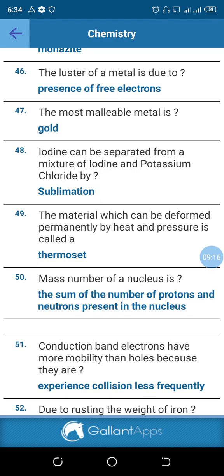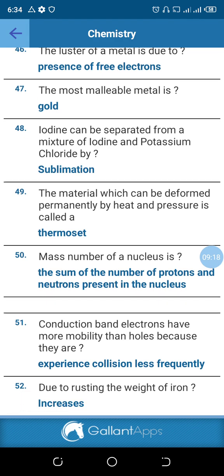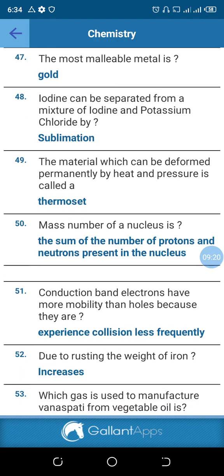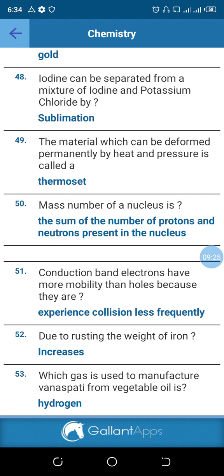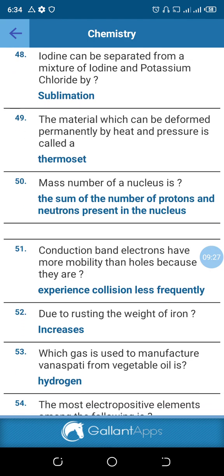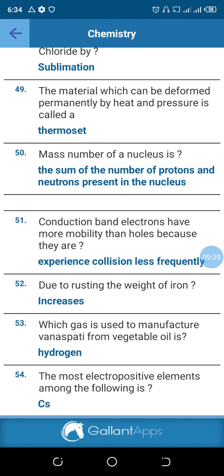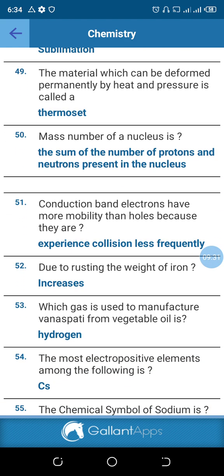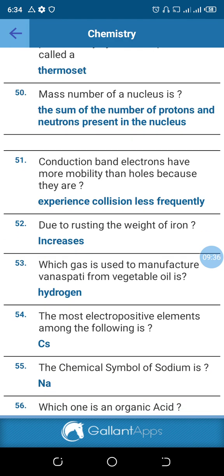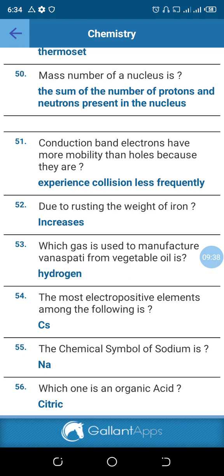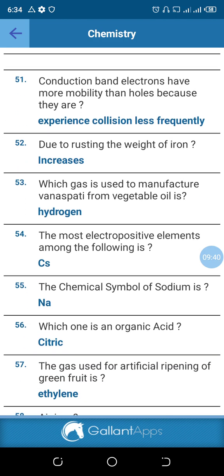The luster of a metal is due to presence of free electrons. The most malleable metal is gold. Iodine can be separated from a mixture of iodine and potassium chloride by sublimation. The material which can be deformed permanently by heat and pressure is called a thermoset. Mass number of a nucleus is the sum of the number of protons and neutrons present in the nucleus.